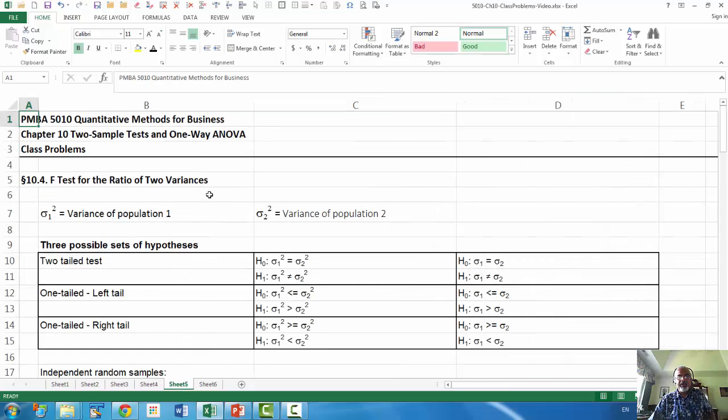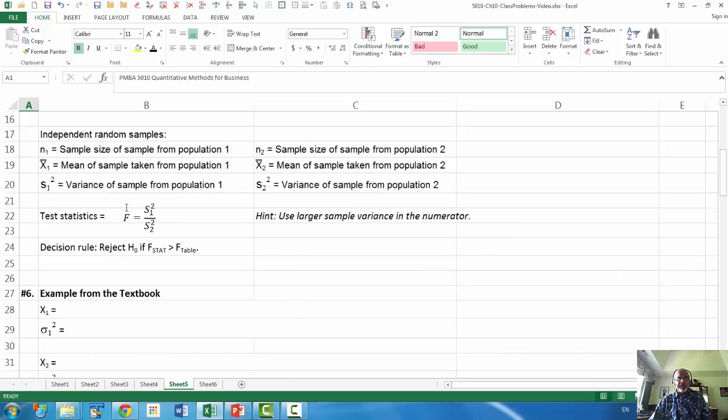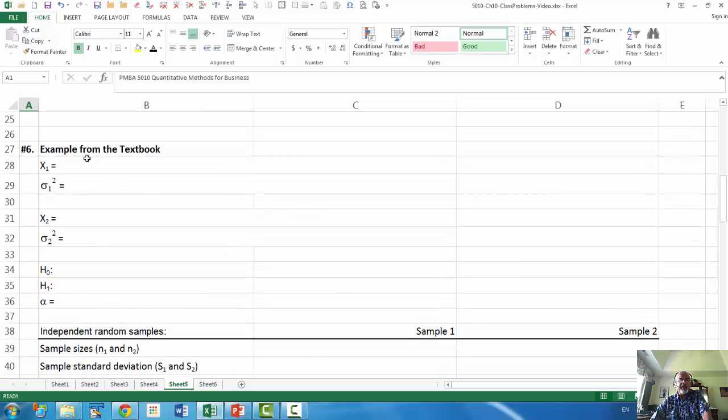So the top half of the sheet, we have the general information that we already went over in the PowerPoint file. So the three forms of the test, okay, and this is the F test and notations, and we'll usually use the larger sample variance in the numerator, which is not very critical in Excel. Okay, so now we're going to have to define the two sample variances, samples and the variances.